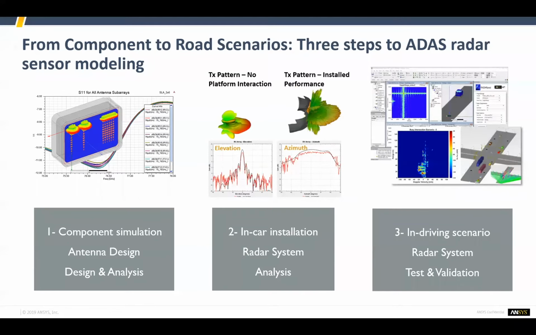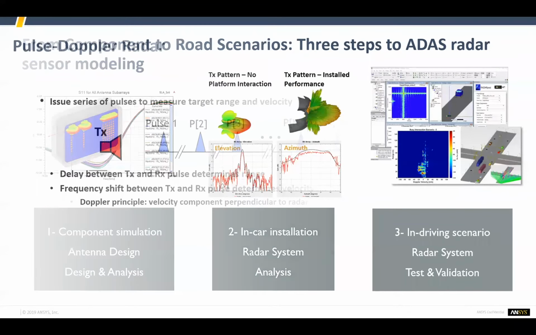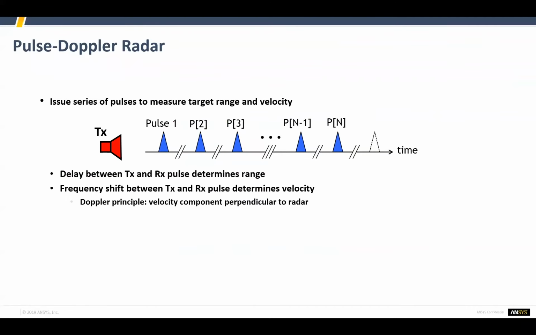And speaking of post-processing, this is all going to be done in the Ansys Electronics Desktop. The Ansys Electronics Desktop will allow us to do a Pulse-Doppler radar simulation where we have a transmit antenna. It issues a series of pulses, right? If you're familiar with Pulse-Doppler radar, we know that there's going to be a delay between the transmission of a signal and the reception of that signal at some other antenna.